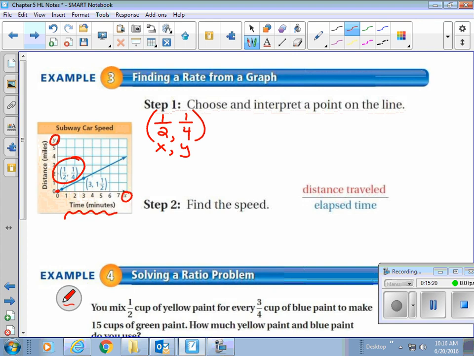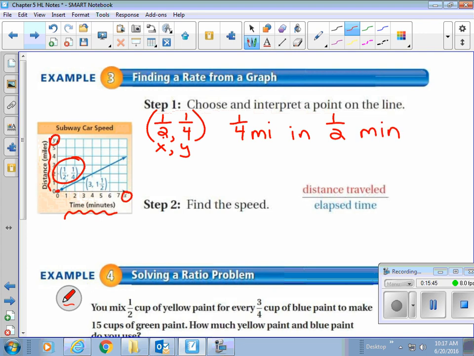So that means that 1/2 would be your time in minutes. And on your y-axis, you have your distance in miles, so 1/4 is representing your distance in miles. So when I go to interpret that, I would say that I am traveling 1/4 miles in 1/2 of a minute.